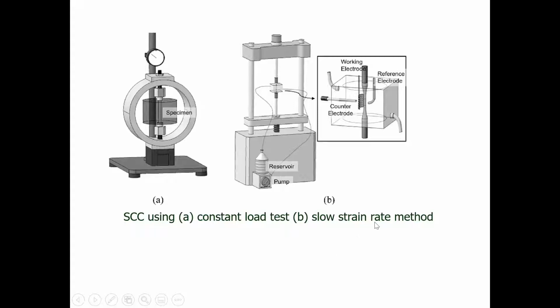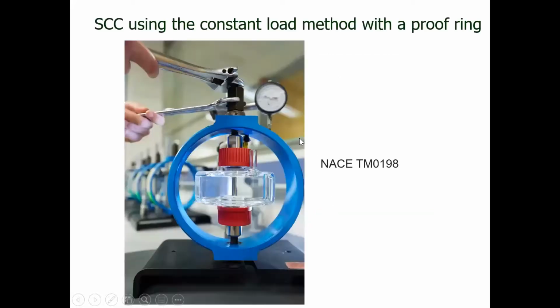And the great advantage of the slow strain rate method is it always gives a result very quickly, typically between 1 and 2 days. You don't have to wait weeks like you do in this case. So this is a very much faster method of testing than this method is, but it's more sophisticated.